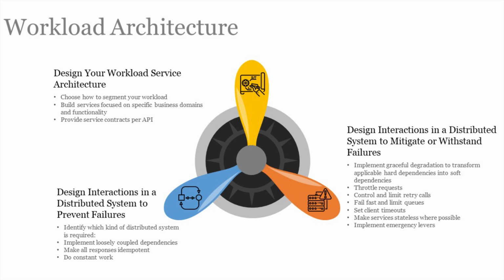Fail fast and limit queues. On the server side, if your workload is unable to respond quickly, then you should fail fast instead of keeping the resources reserved. Similarly, for a high number of requests, the requests should be buffered, but the queue size should not be too long, which may result in stale requests which the client has already timed out.